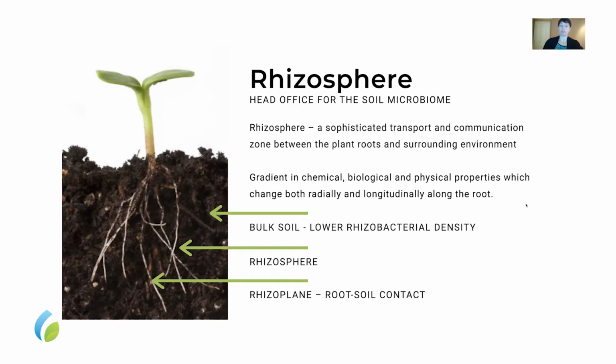Now, this is as compared to the bulk soil, which gets further away from those roots, where you still have activity, you still have bacteria and all the microbes that were mentioned before, but you don't have the level of activity. And the rhizoplane specifically is that immediate interface. So right where your soil is touching your root, or right where the microbial biome is touching the root, is considered the rhizoplane. So that's even more of a specialized zone.